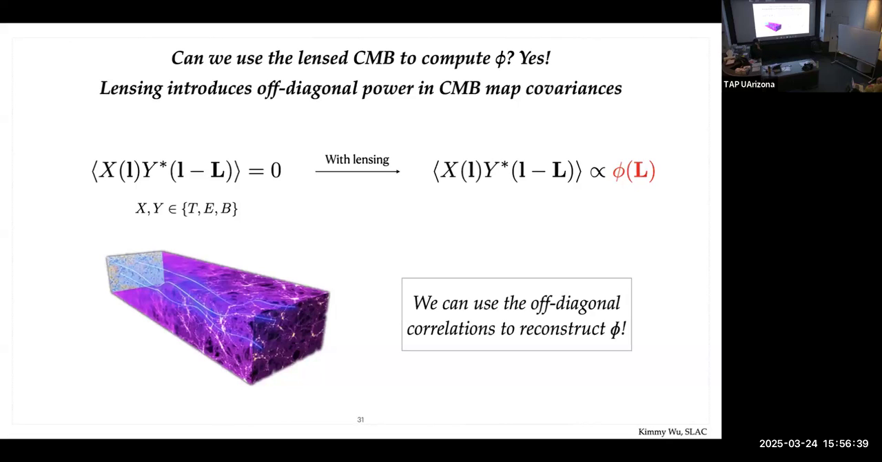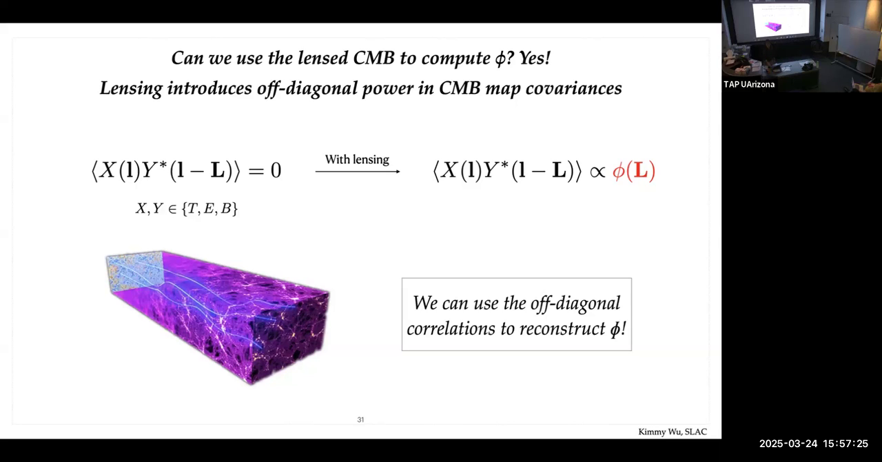All right. So how do we get the phi from a lensed CMB map? The idea is quite straightforward. Without lensing, the angular multipoles at different L of two maps should average to 0, where X and Y here are CMB T, E and B maps. But because of lensing, a correlation is introduced across L's that is proportional to the phi power. So you can construct an estimator that has two CMB map inputs with relevant weights to get what phi looks like. And that is trying to address your question.